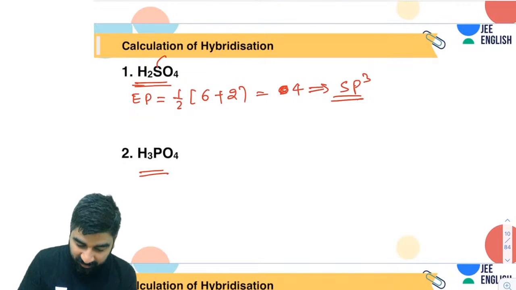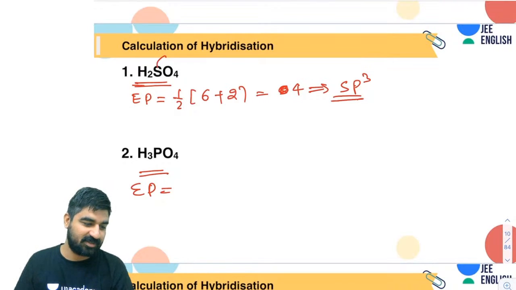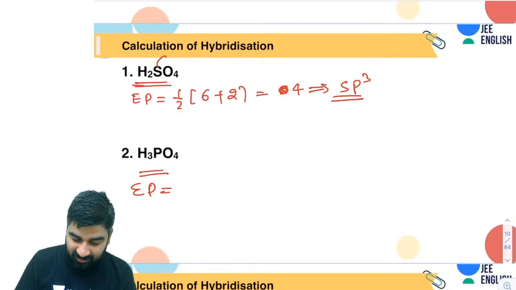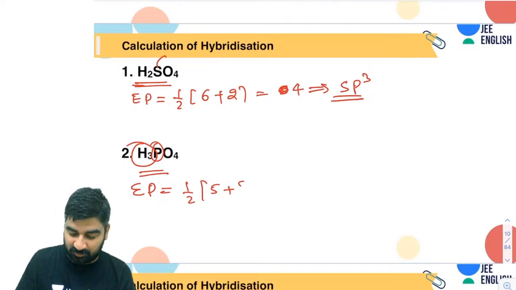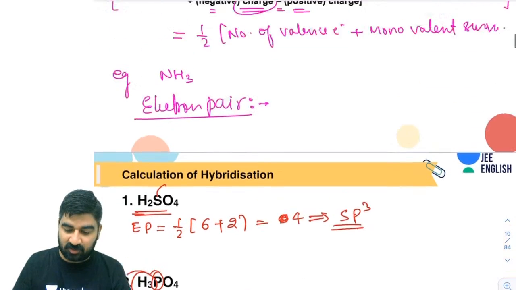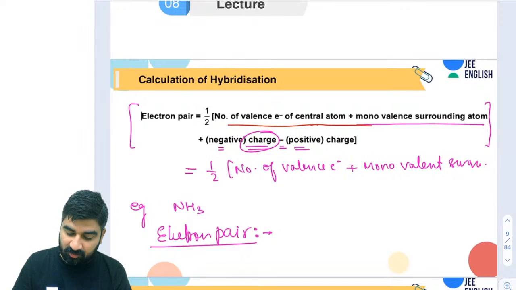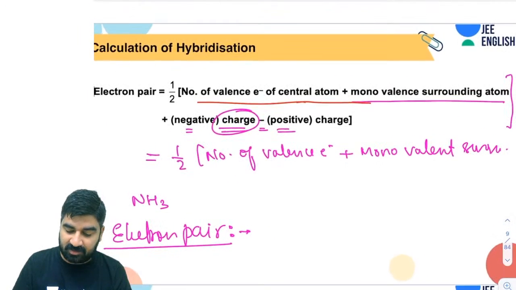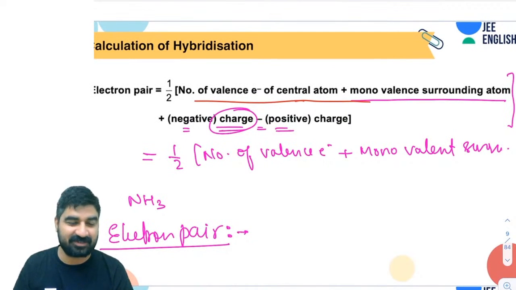So again, you will count the electron pair, guys. Write in the chat box. Yes, Anudeep, write in the chat box. So it will be half into number of valence electron will be 5, and there are 3 hydrogens. So 5 plus 3, it will be 4. Okay, guys. So here, just remember this formula: number of valence electron on the central atom plus monovalent surrounding atom plus negative charge and minus positive charge. Right? Got it?